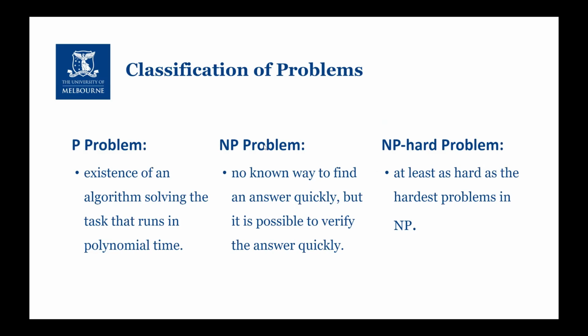Before we know the lattice problem, we should know the classification of problems. The first type is P problem, which means there exists an algorithm solving the task that runs in polynomial time. The second type is NP problem, which means there is no known way to find an answer quickly, but it is possible to verify the answer quickly. The third type is NP hard problem. It is at least as hard as the hardest problem in NP.